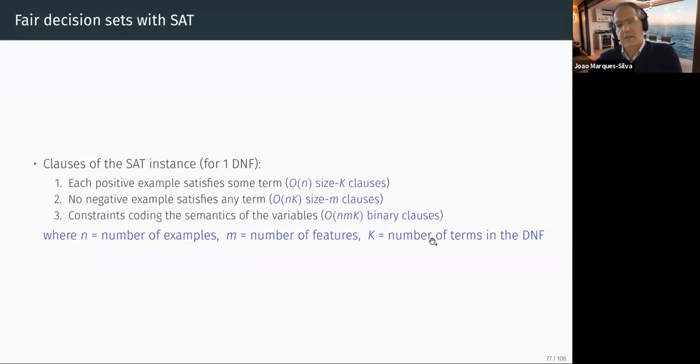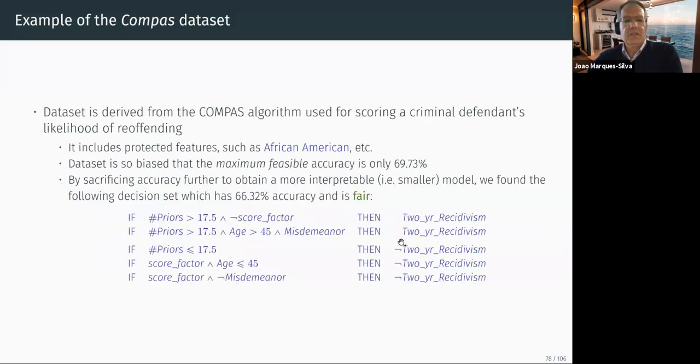But for each one, the size is amenable. Just as an example, the composite data set measures whether a criminal defendant is likely to reoffend. It's called the recidivism data set.